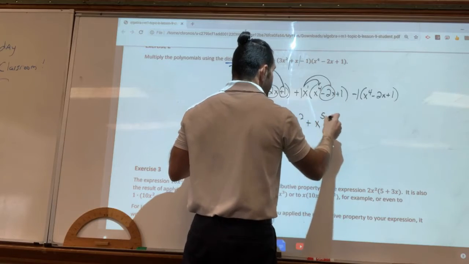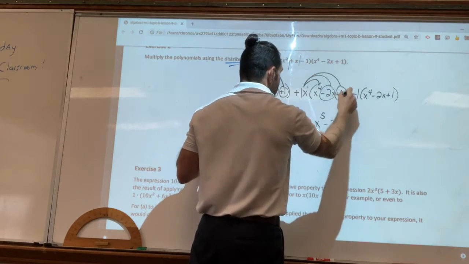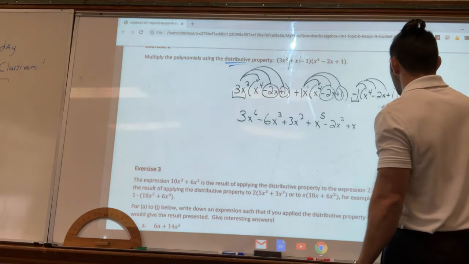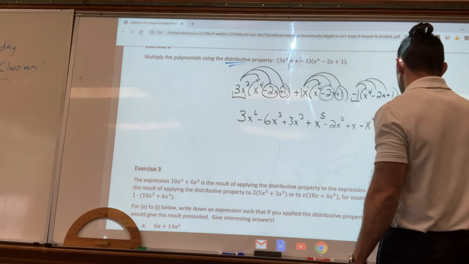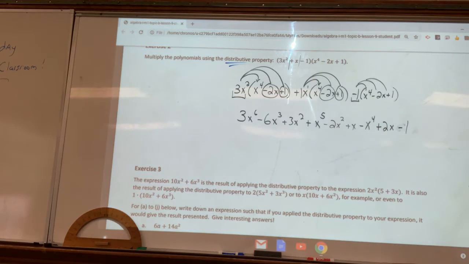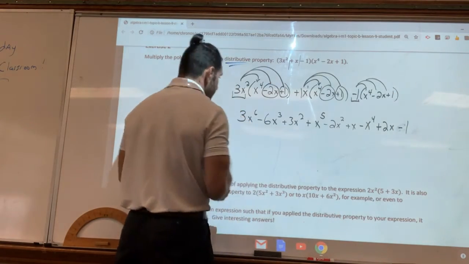Multiply here, that's -2x to the second, plus x. Last but not least, negative x to the fourth, positive 2x, minus 1. Okay, Mr. H, now what? Well, now we combine like terms. So let's start doing some colors.